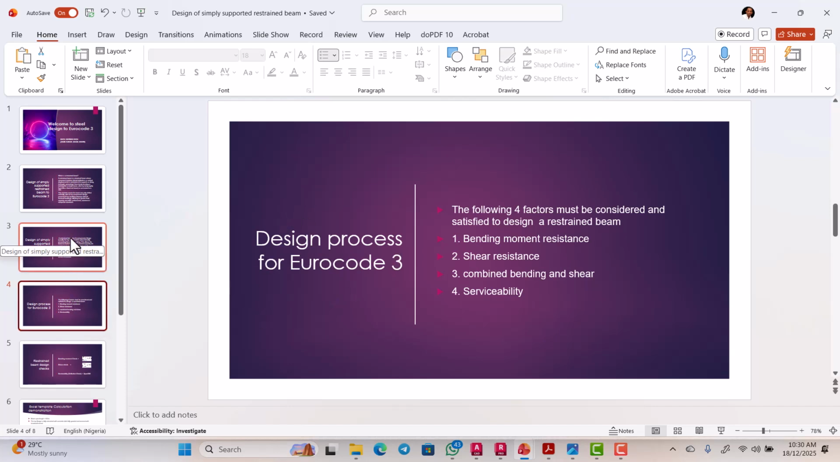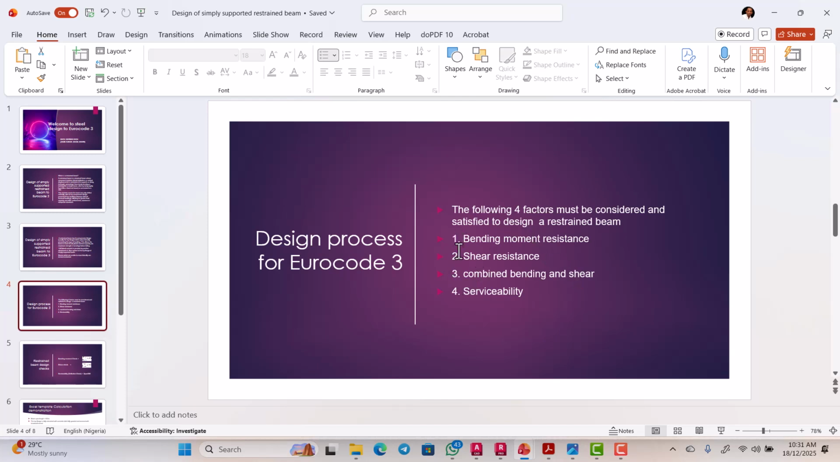Okay, now that we understand what a restraint beam is, let's look at the design process for Eurocode 3. So we have 4 basic factors that must be considered when we are designing a restraint beam. The third one is not really problematic because it is applied to a beam that has multiple point loads, for example, a plate girder. So it's not really applicable to the normal beam.